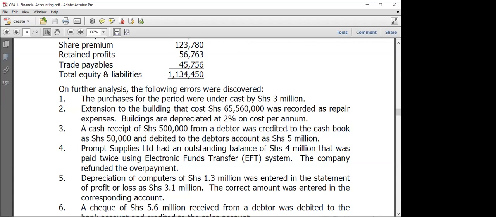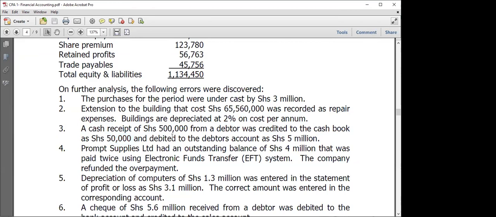Now, if they are saying that a cash receipt was credited to the cash book, that is a first error that they made. You get it? So your first correction of the error is to remove this 500,000 that is sitting on the credit side of the cash book. And they are saying it was put there as 50,000. So 50,000 has to first leave the credit side. First thing first, even before you look at other things.